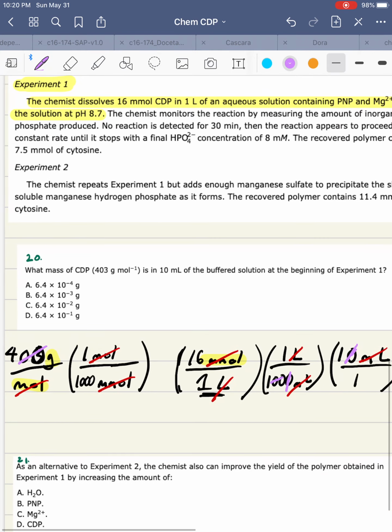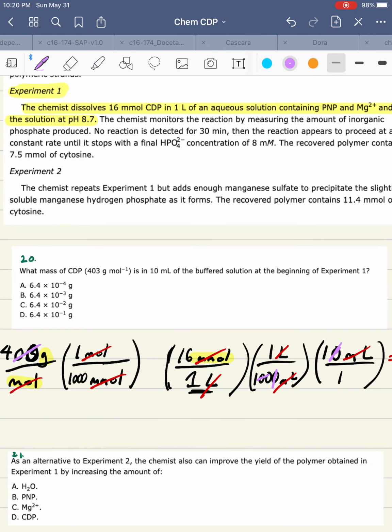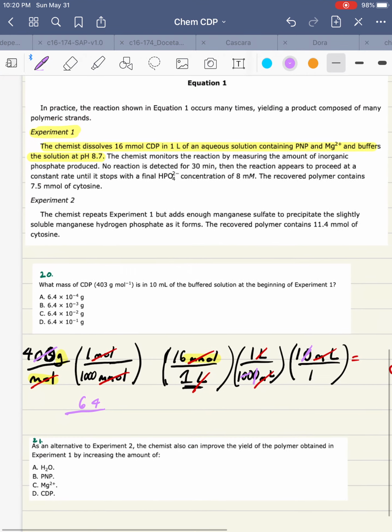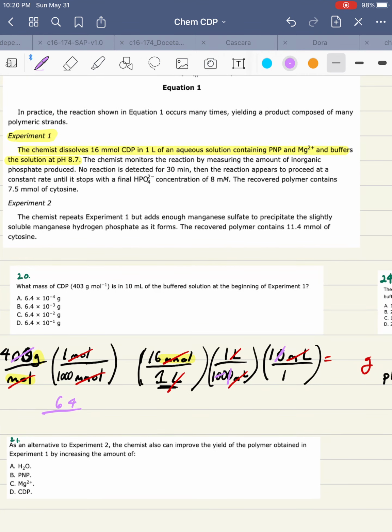And if I do 16 times 4, we have 64 divided by what happens when we multiply the denominator. It's just 1,000 now. So it is 64 times 10 to the negative 3, and that is the same as 6.4 times 10 to the negative 2, which makes our answer choice C.